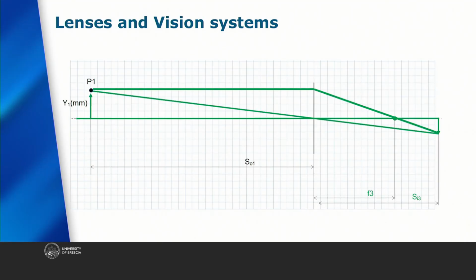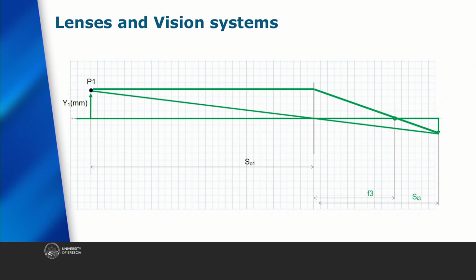Before we start with the example application, let's see how everything we've discussed about lenses and cameras ties into vision systems. The diagram you see here, which we've already described when we talked about optical system geometry, shows how a point in the object plane is focused onto the image plane.